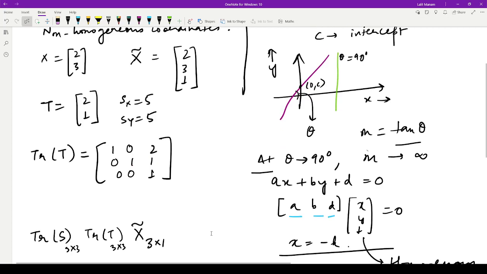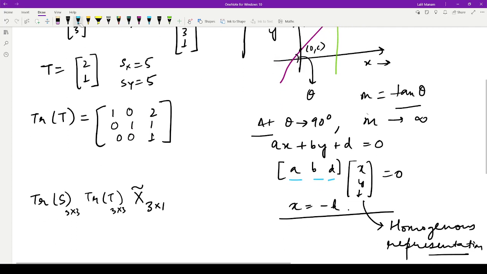Okay, so what should be the transformation corresponding to the scaling factors? Now you know that the size should be 3 cross 3.